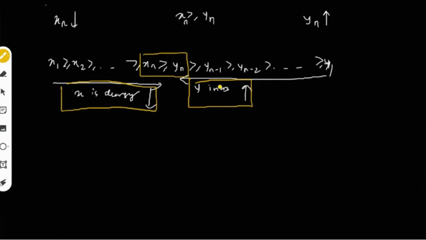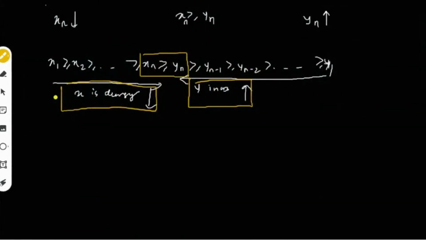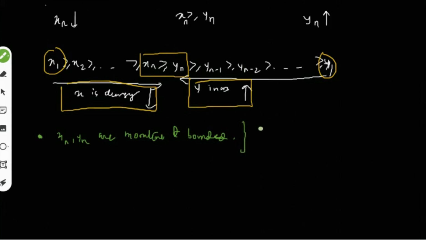Very good. So observe now that x1 and y1 are finite constants. So the entire xn and yn sequences are bounded. So xn and yn are monotone and bounded, and they have a limit. Let's say Lx and Ly respectively.